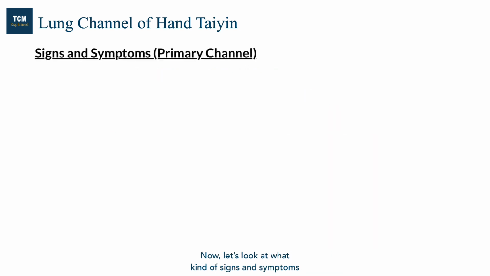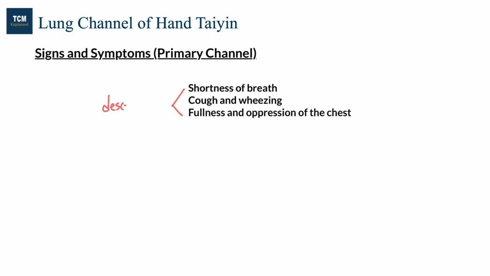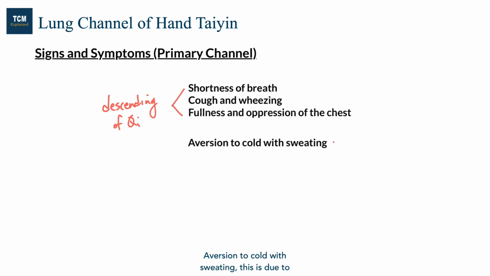Now let's look at what kind of signs and symptoms manifest when there is a problem with the lung primary channel. Shortness of breath, cough, wheezing, fullness and oppression of the chest. These are due to dysfunction of the lungs in respiration and descending of qi, leading to the counterflow of qi. Aversion to cold with sweating. This is due to dysfunction of the lungs in dispersing and diffusing.